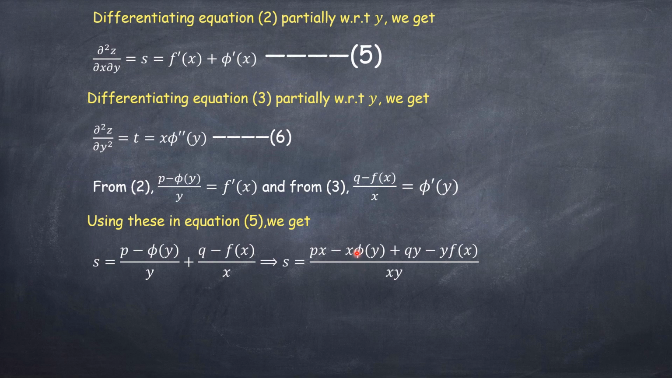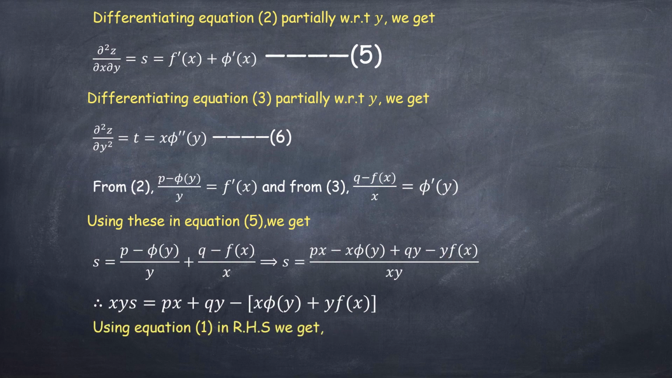Observe the second and fourth term here. In these two, take minus as a common factor. We'll get x into phi of y plus y into f of x, and this is nothing but your equation number 1. Using 1, we'll get the final solution: xys is equal to px plus qy minus z. That is the final solution. Moving to the next.